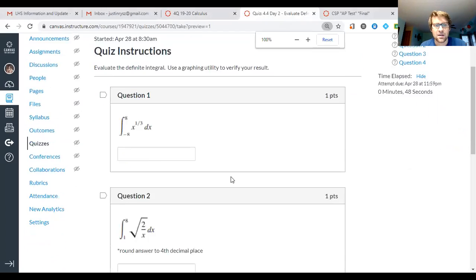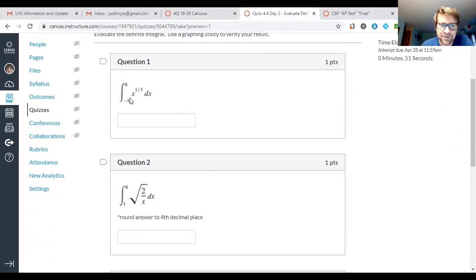Here we go. So remember, we can always take the definite integral by integrating the equation, so bumping it up, like so.